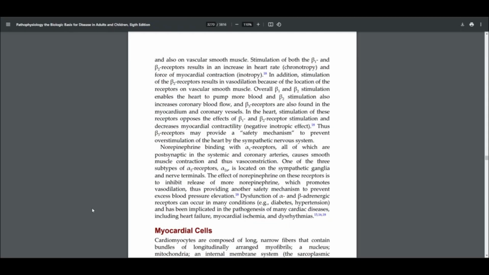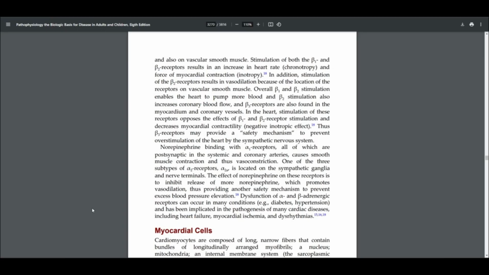Norepinephrine binding with alpha receptors, all of which are postsynaptic in the system and coronary arteries, causes smooth muscle contraction and thus vasoconstriction. One of the three subtypes are alpha 2 receptors, and alpha 2A is located on the sympathetic ganglia and nerve terminals. The effects of norepinephrine on these receptors is to inhibit release of more norepinephrine, which promotes vasodilation, thus providing another safety mechanism to prevent excess blood pressure elevation.